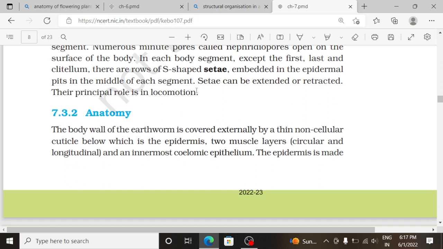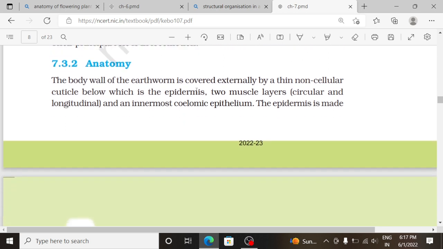So let us learn about the anatomy of the earthworm. The body wall of the earthworm is covered externally by a thin non-cellular cuticle below which is the epidermis, 2 muscle layers, circular and longitudinal, and an innermost coelomic epithelium.